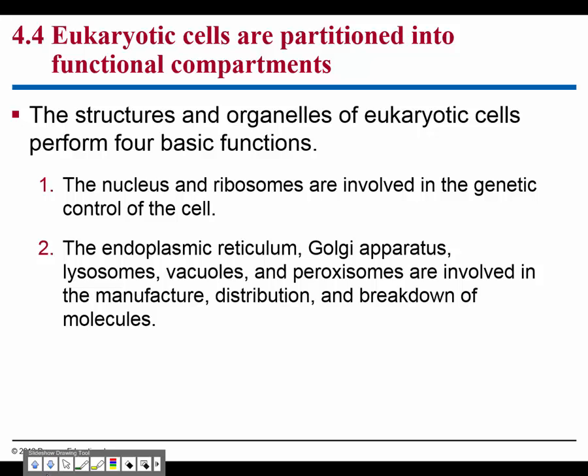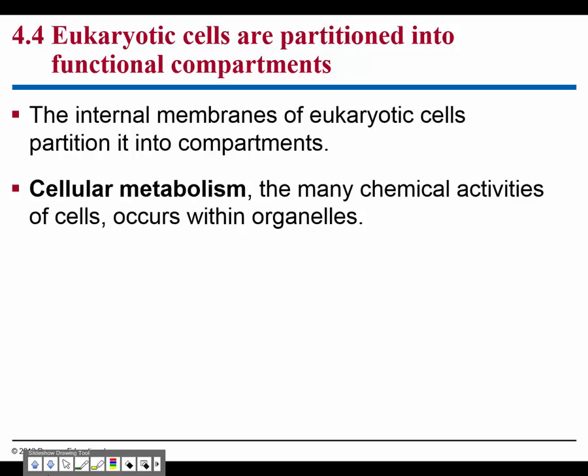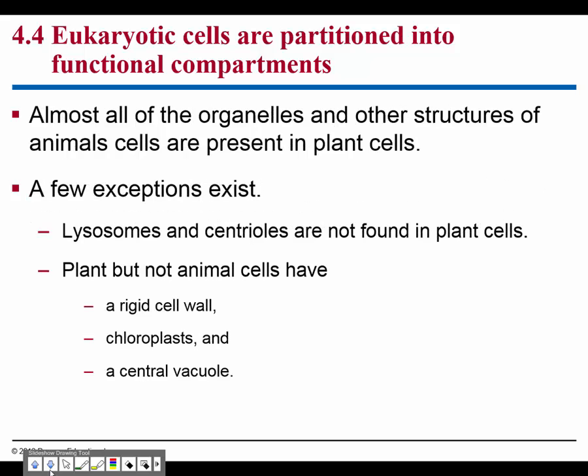So think of a cell like a manufacturing plant, and all the different things that would go into a manufacturing plant. Mitochondria and chloroplasts are the energy, and then you have structural support. Okay, so the internal membranes of eukaryotic cells, that's what partitions it. That's what compartmentalizes it. And cellular metabolism is the different chemical activities that occur in a cell.